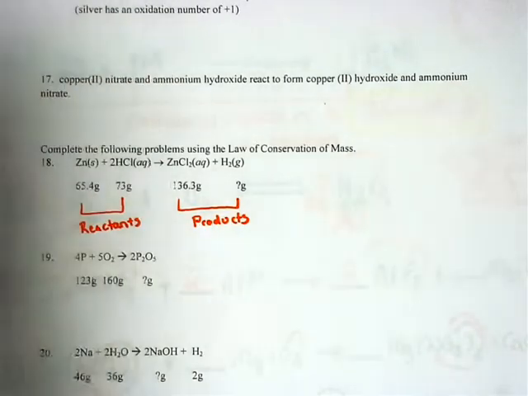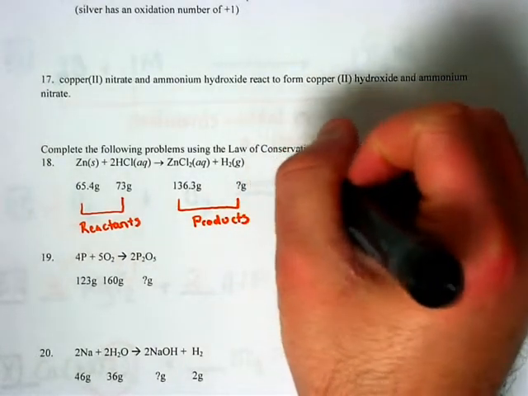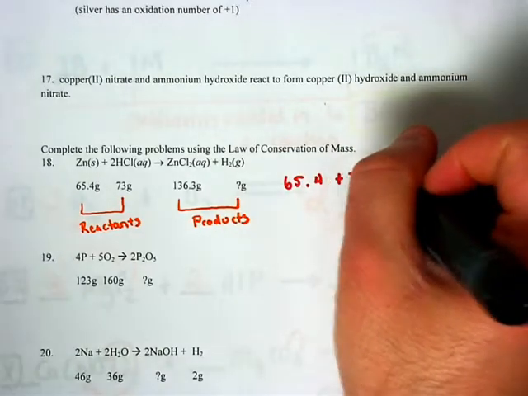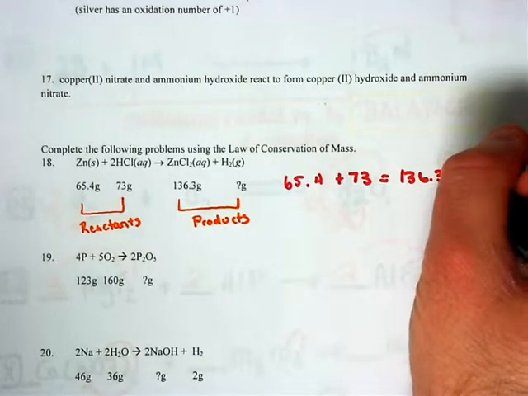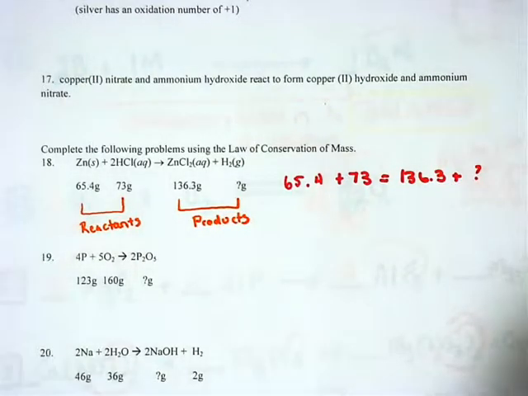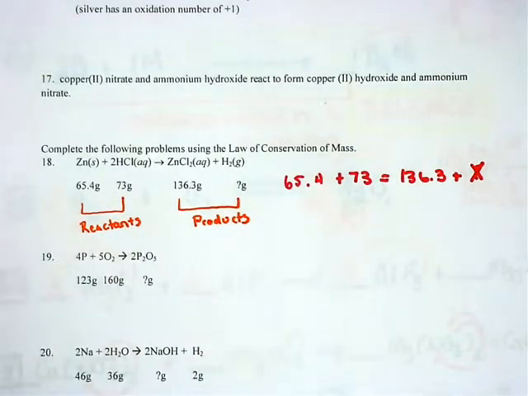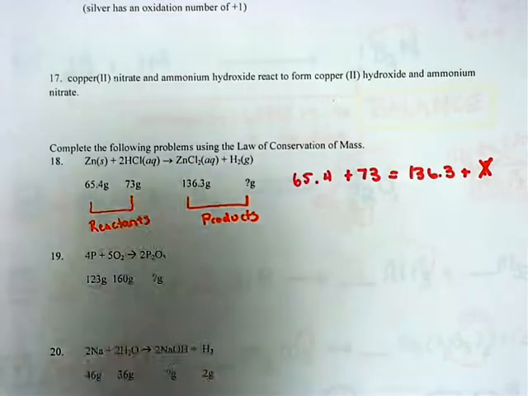So with that statement, what this means is that 65.4 plus 73 should be equal to 136.3 plus my question mark. Well, the question mark's like saying x, a variable. I'll let you solve this with your algebra skills real quick and your calculator.